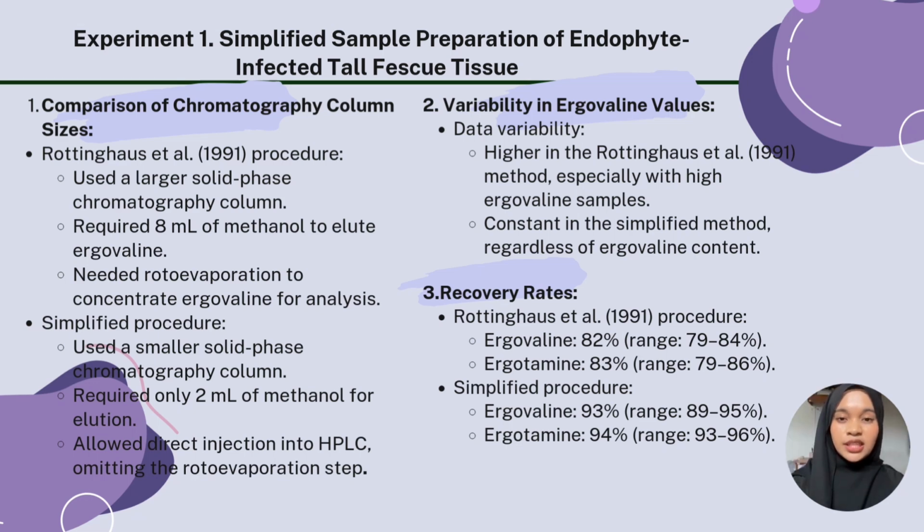Next, variability in ergovaline values. Ergovaline values were not different between procedures, but the data were more variable in fescue samples analyzed by the rotor evaporation method of Rottinghaus et al. 1991, with variability increasing as the ergovaline content increased within the samples. Variability of the data was constant using the simplified method, regardless of the ergovaline content within the samples.